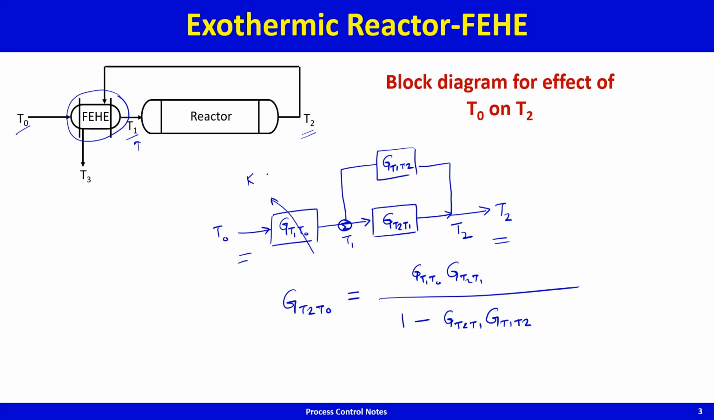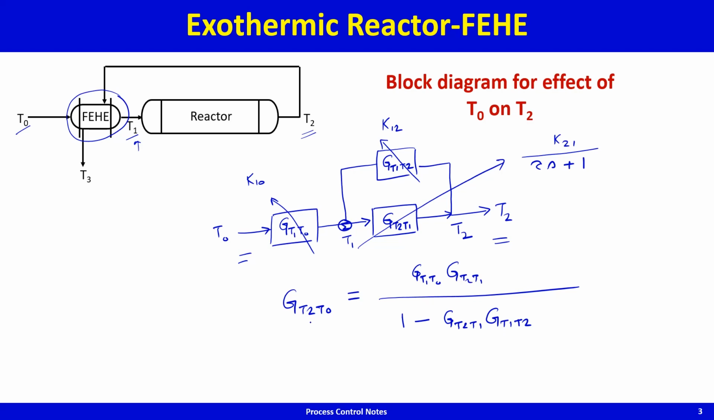So K, we'll just say K 1 0. This is also associated with the heat exchanger, so this will also be much faster. So we'll just say that this is also a pure gain. So K 1 2, and this we will say is a first order lag. So K 2 1 divided by tau s plus 1, where tau is the time constant of the reactor.